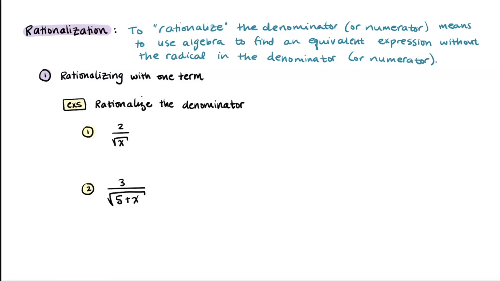When you are rationalizing, you will never be able to just get rid of the root. You're just going to move it around. So if you rationalize the denominator, you will be introducing a root in the numerator. If you rationalize the numerator, you will be introducing a root in the denominator. So it'll never go away.